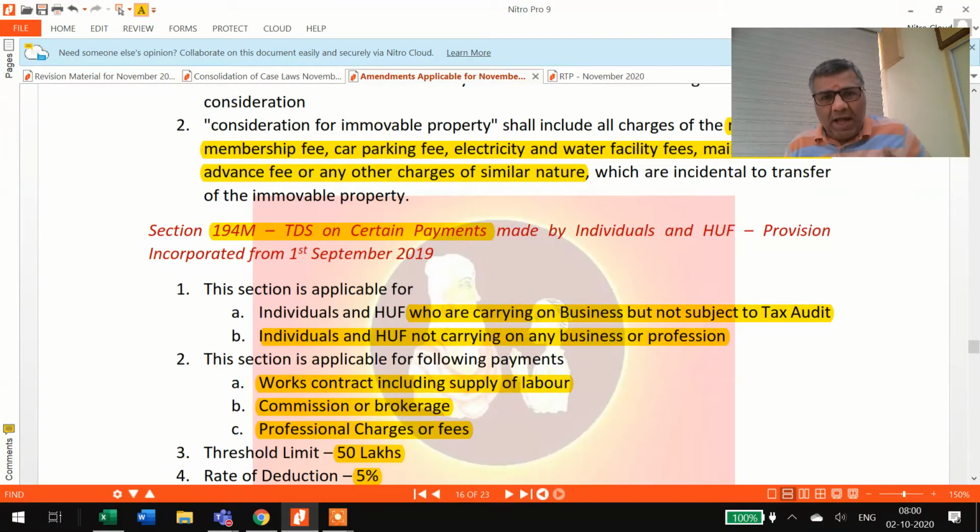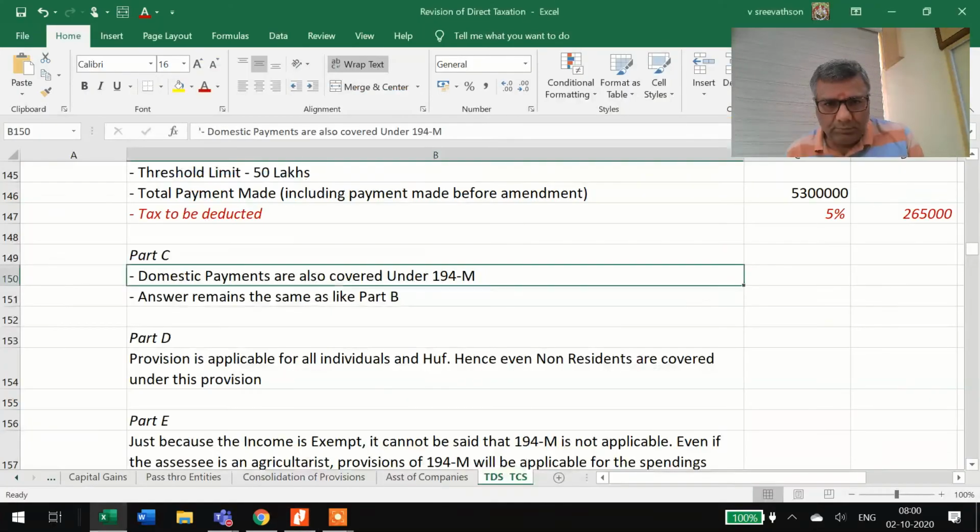Likewise, if I make a payment to a commission agent of more than 50 lakhs. It is very rare in non-business cases, but for contracts it is going to be very important. If I pay professional fees of more than 50 lakhs, then I am liable to deduct tax at 5%. Okay, sir. Thank you, sir.